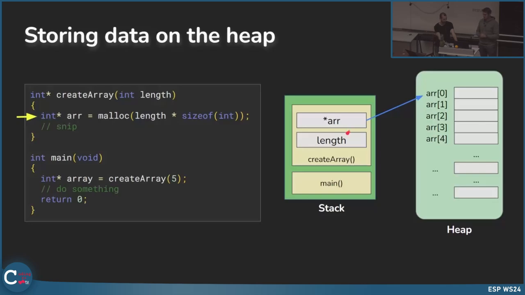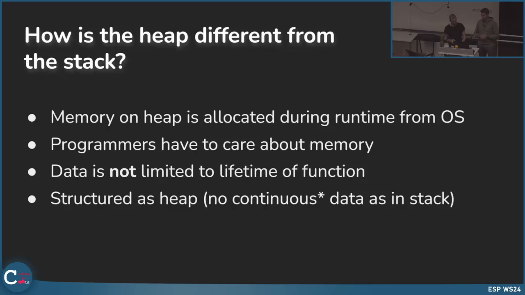The cool thing is, when this create array function is over and I'm back in the main, this array still exists. But of course, I have to take care that I do not lose the pointer to the array. When I lose this pointer, I will also lose the array because I don't know where it's stored. I have to return this pointer from the create array function, and then it would work.